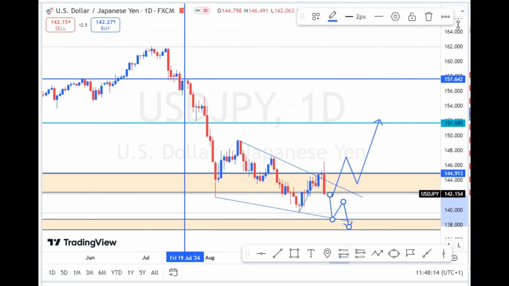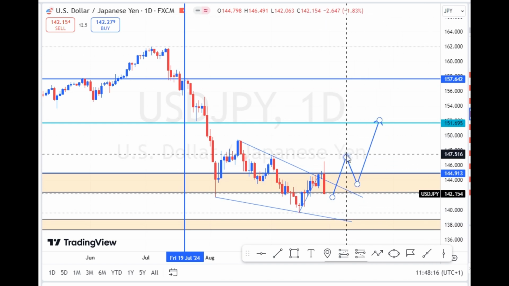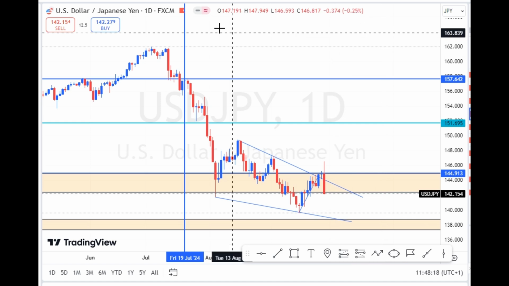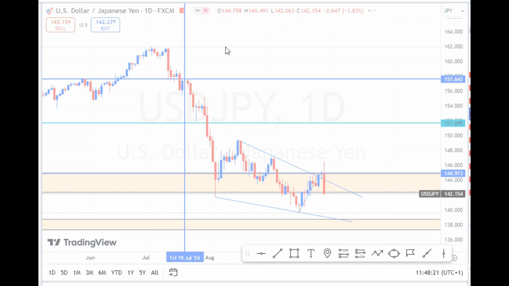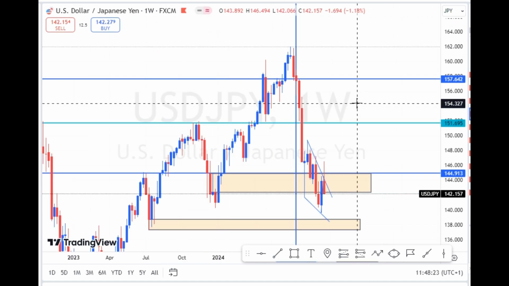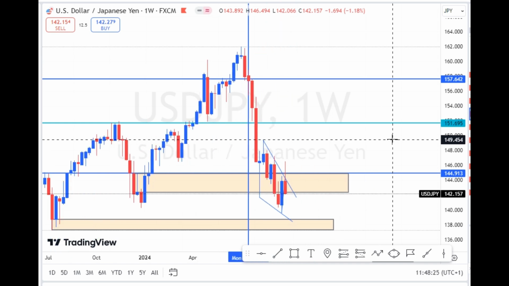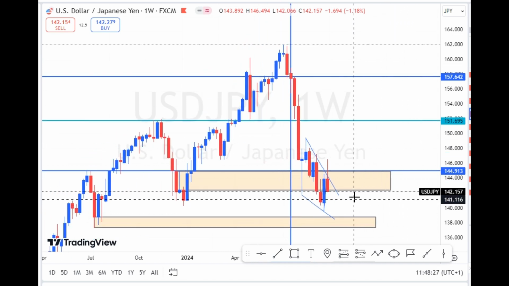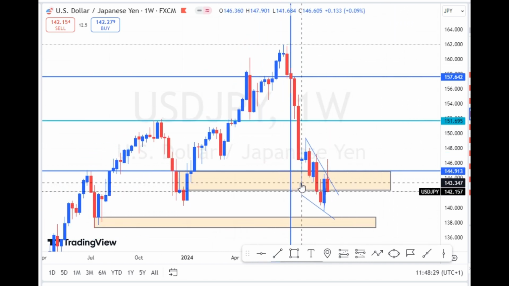Then we look out for a selling opportunity from that level. So let's go to the weekly chart of the USDJPY. On my weekly chart, you can see that price on the weekly also closed on this support level.